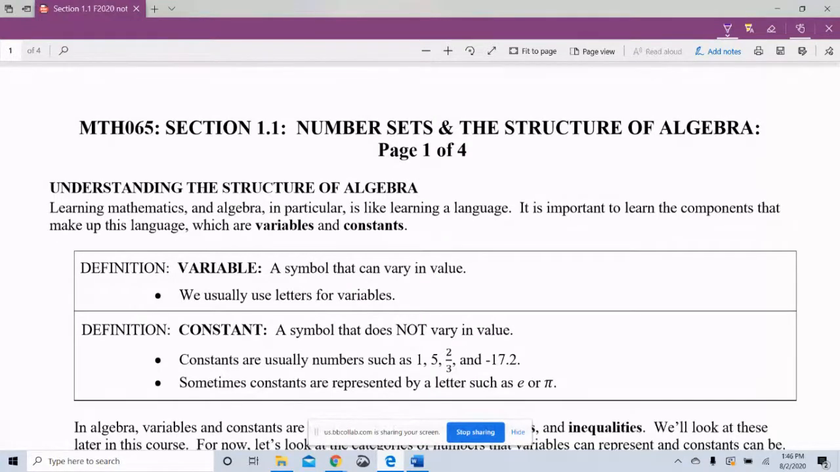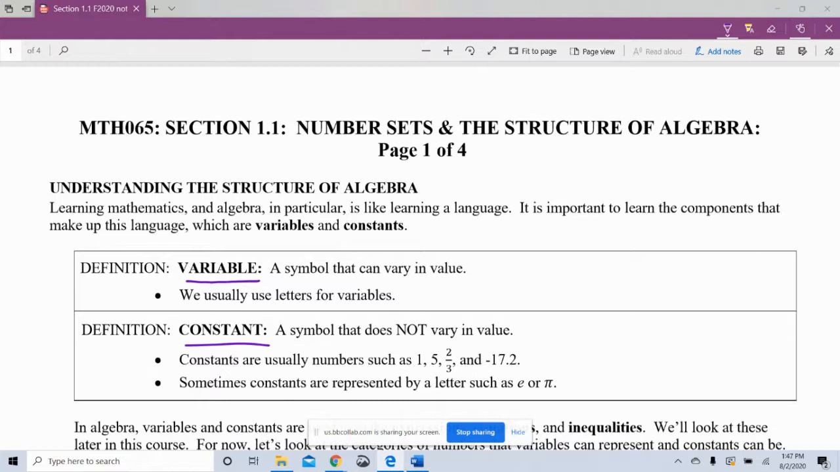So the first word we're going to look at is the word variable. And a variable is a symbol that can vary in value. That's why it's called variable. So vary means that it could change. So you could have the variable x, for instance, that can represent 2 in one situation, but in a different context, x could represent the number, let's say, -17 or some other value. So any letter can be used as a variable. We tend to use lowercase letters for variables, but not always.